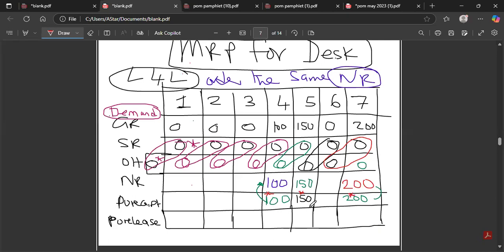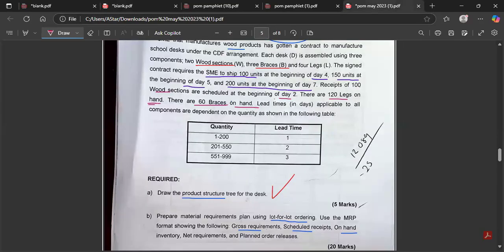What does it mean? It means that let's go and check where the 100 falls. Where is 100 falling? Let's go to the question. 100 is falling in this week, in which lead time? 1 to 200, lead time is 1. Is that okay? Yes. 1 to 200, the lead time is what? Lead time is 1.